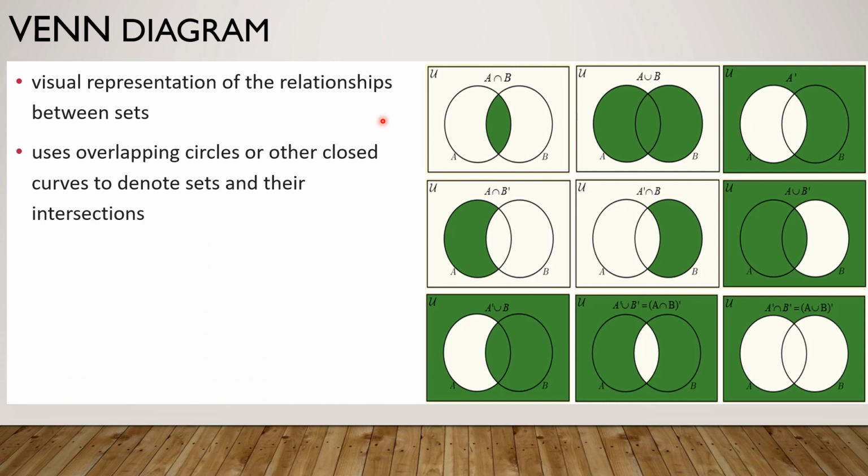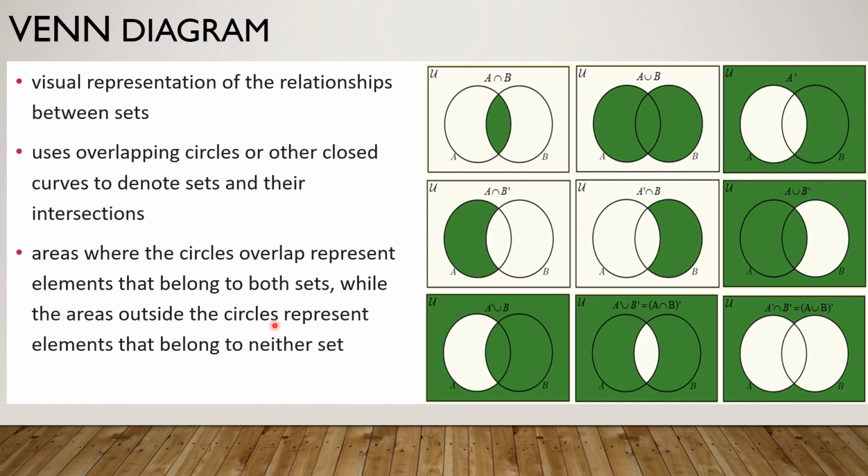It uses overlapping circles or other closed curves to denote sets and their intersection. Here, the green shaded portion is the relation between sets A and B. Areas where the circles overlap represent the elements that belong to both sets, while the areas outside the circles represent elements that belong to neither set.